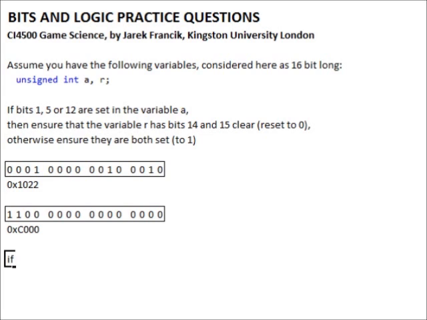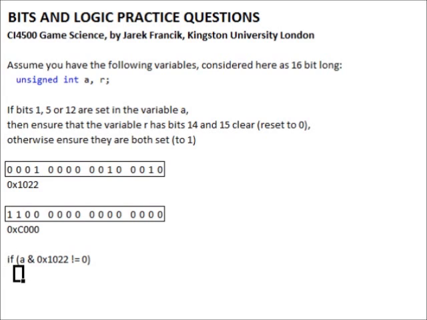So if I need to test the variable A using my 0x1022 bit mask, for testing we need to use the AND bitwise operation. So if A and 0x1022 is anything else but 0, this means that any of these 3 bits would be set.